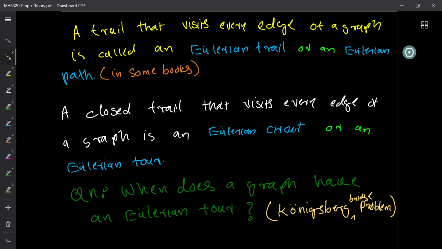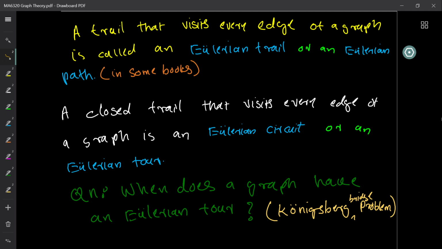So a trail that visits every edge of a graph is called an Eulerian trail, or an Eulerian path. As you remember, graph theory itself was discovered when Euler tried to think about this kind of question, and therefore it's called an Eulerian trail. The question in the Königsberg bridge problem actually asked to find a closed trail. So a closed trail that visits every edge is called an Eulerian circuit or an Eulerian tour.